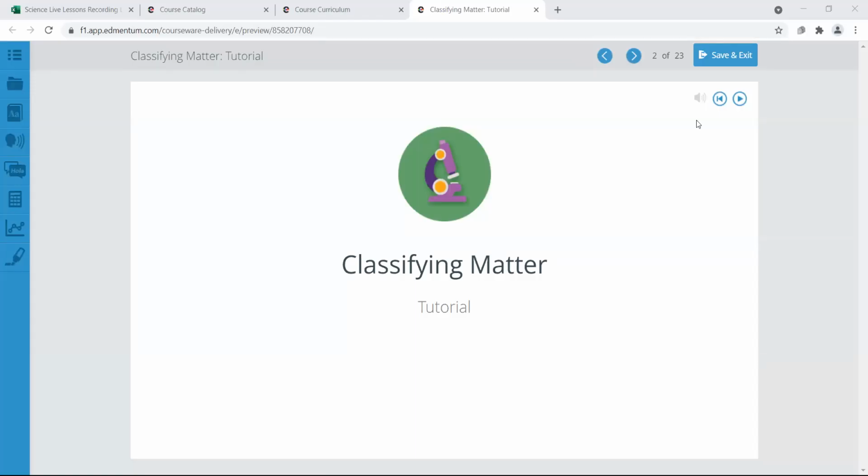All right, we are gonna backtrack a little bit on chemistry. There's a lot of other lessons I've done with matter, classifying matter, measurements, the scientific method, and some other definitions. But let's just review the classifying matter tutorial.